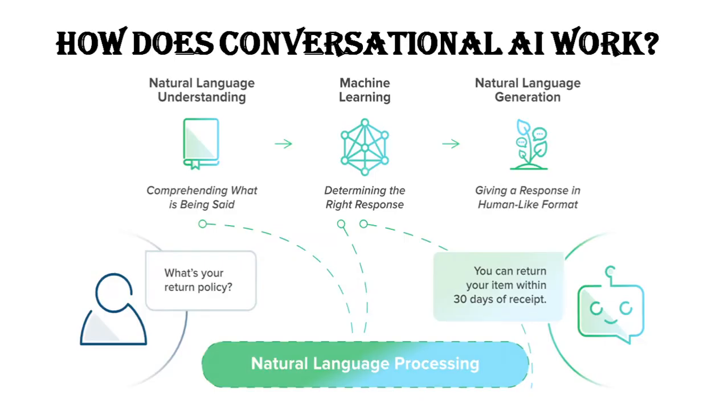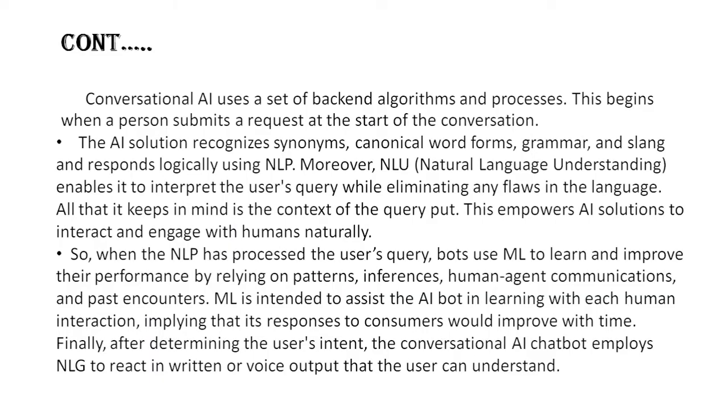Next, how does conversational AI work? This image shows how conversational AI works. Conversational AI uses a set of backend algorithms and processes. This begins when a person submits a request at the start of the conversation. The artificial intelligence solution recognizes synonyms, canonical word forms, grammar, and slang and responds logically using natural language processing.